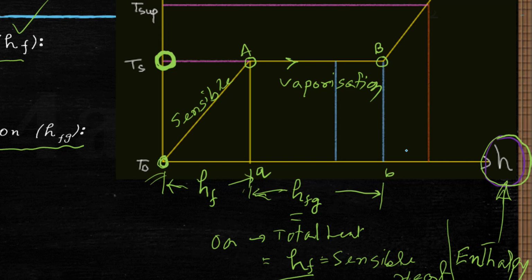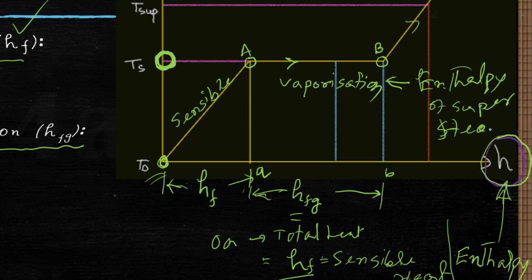And after this, if we add more heat from this point, that we will call the enthalpy of superheat, or simply superheat. So that is the thing. Now there is another term that is called the total heat. Now what is total heat?